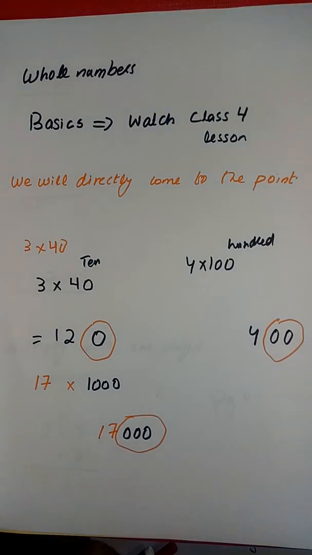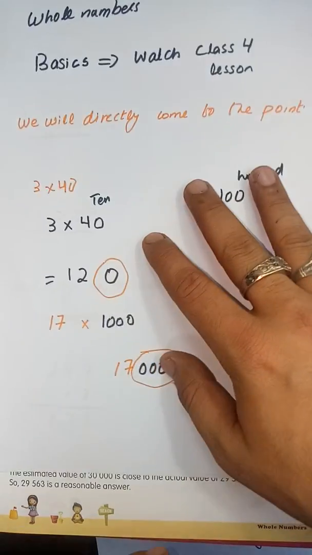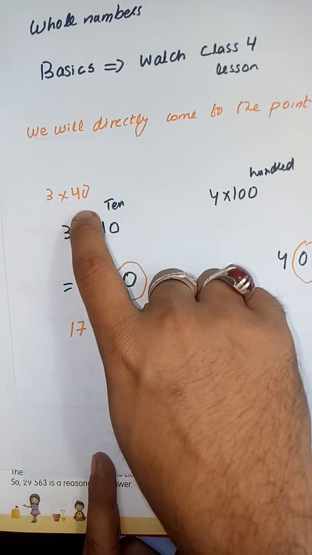For the basics of whole numbers, you have to watch the video of the class 4 lesson, then you can easily understand what the basics of whole numbers are. Then we will directly come to the point, that is multiplication with 10, 100, and 1000. As you can see in this number, this is 10.